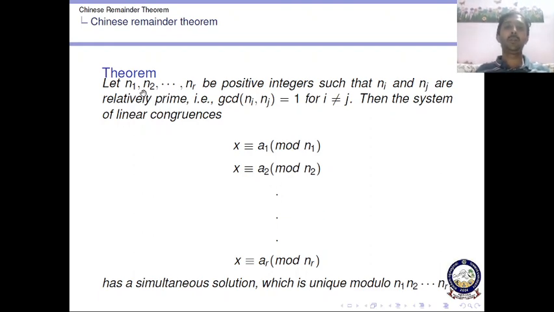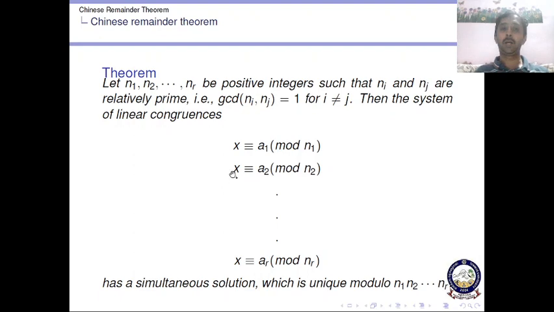Let n1, n2, etc. nr be positive integers such that ni and nj are relatively prime. That means ni and nj are pairwise relatively prime, that is, the GCD of ni and nj is 1 for i not equal to j. Then the system of linear congruences x congruent to a1 mod n1, x congruent to a2 mod n2, etc., x congruent to ar mod nr has a simultaneous solution which is going to be unique modulo n1 into etc.